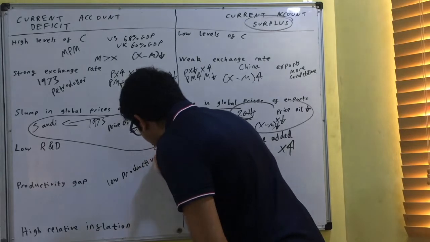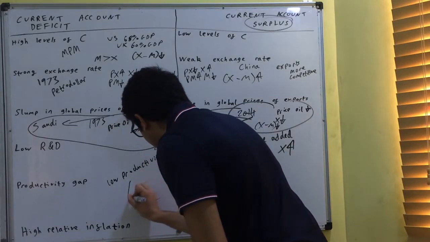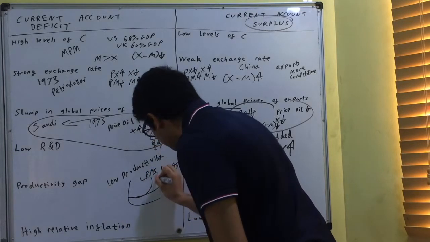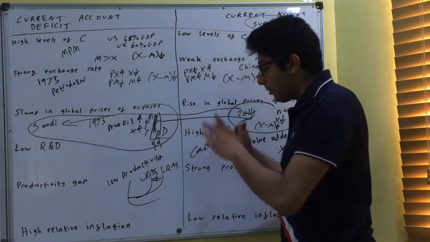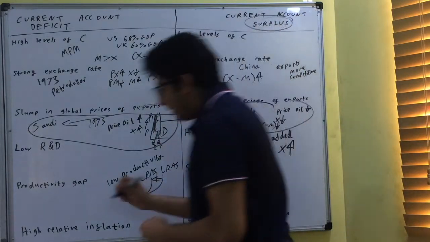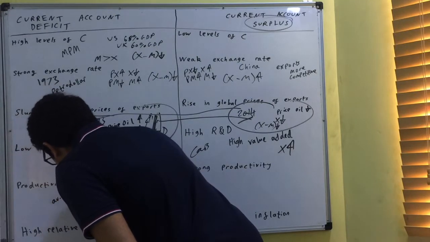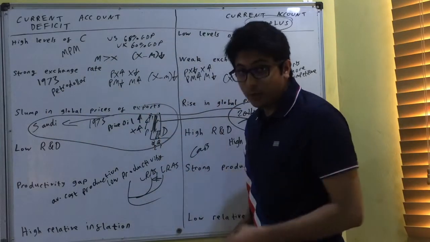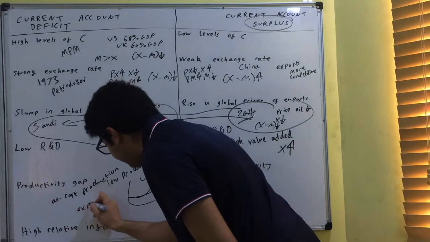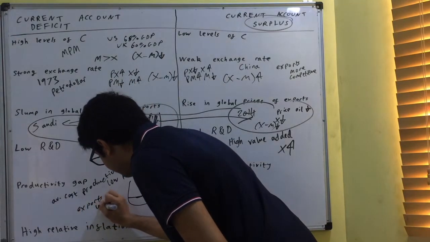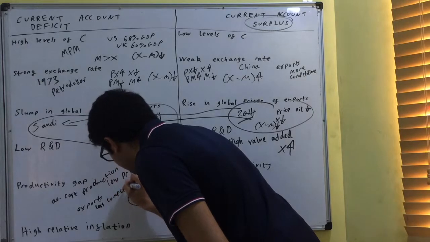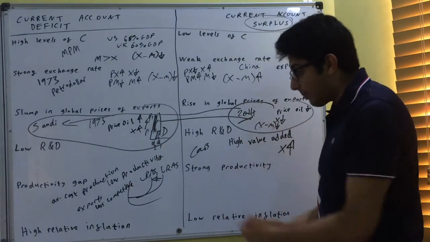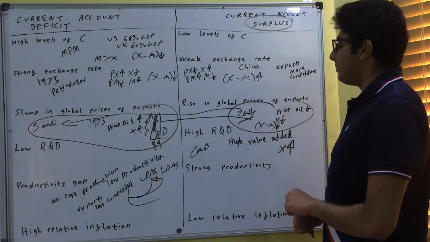If you want, you can draw a diagram of this with LRAS shifting to the left, and show the consequent effects of that. But what that means is, because you have a productivity gap, your average cost of production is higher than other countries, meaning that your exports are less competitive. And that leads to a current account deficit. Strong productivity, the exact opposite. Because you have high productivity, your exports are more price competitive.